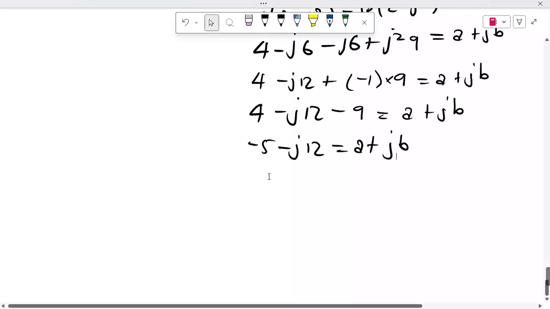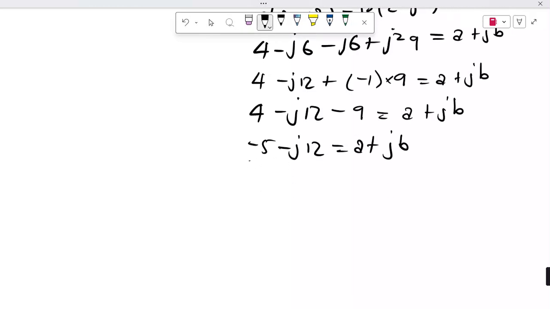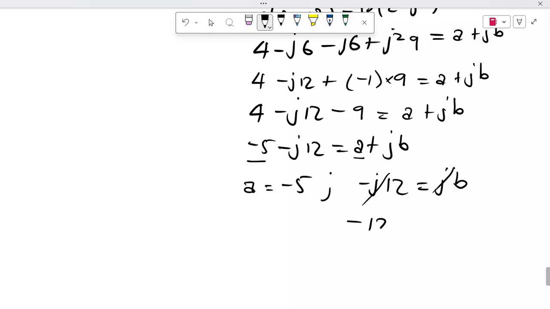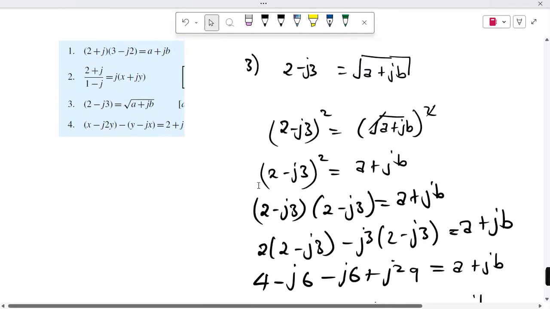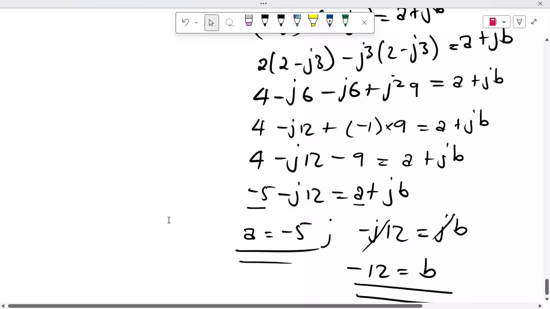Now you combine real terms, so we have this real term and this one, so a equals negative 5. Then the terms with j's you combine. So we have negative j12 equal to jb, so the j and j cancel out, and you have negative 12 equals b. So these are your answers. You can prove by putting these values in the equation, so you definitely get these answers. Okay, so this is how you solve. Oh, not even done yet, sorry. I thought I was done.